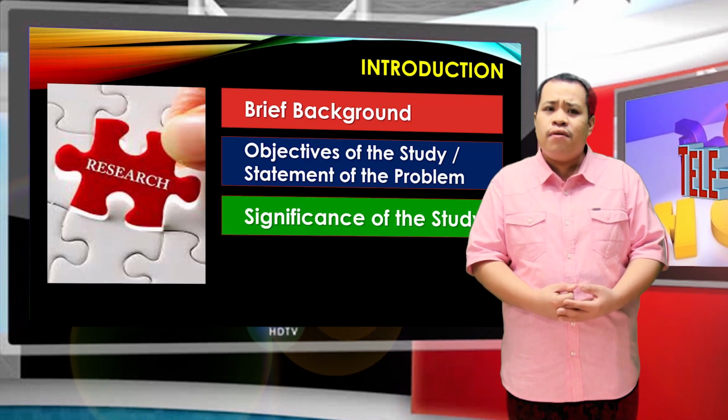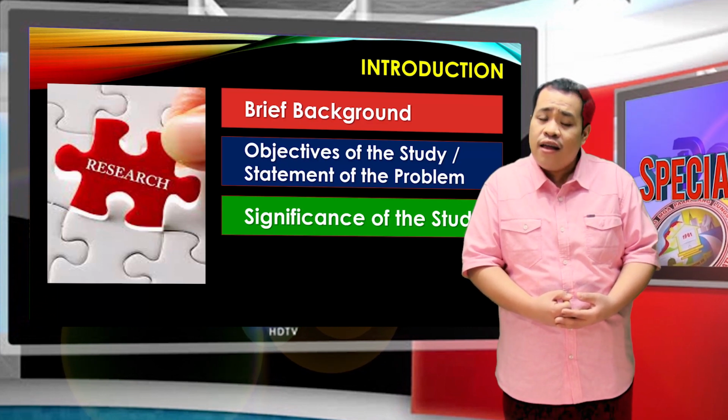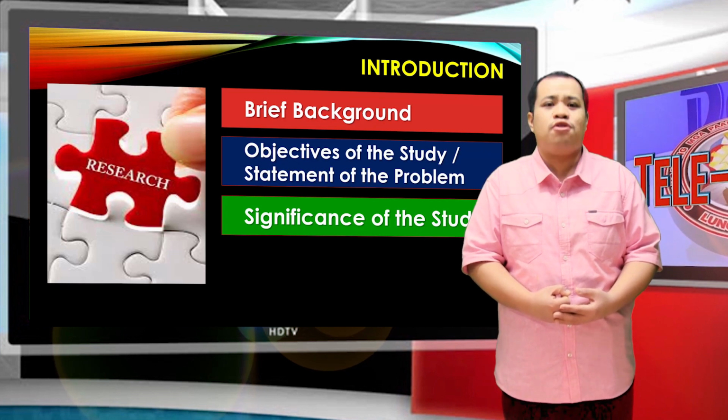Third part is the significance of the study. This portion elaborates the relevance of the study to your intended audience. Cite the specific benefits that they can get from the findings of the research.